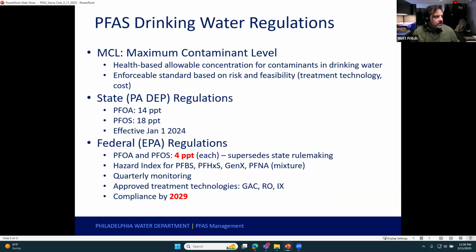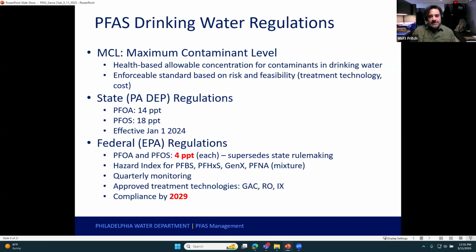Drinking water regulations also previously covered. One thing that I want to highlight is just what an MCL is. It is just the maximum amount of that contaminant that can be in your drinking water. And the way that it's enforced is that it's a combination of the risk to human health and the feasibility of removing it from the water.